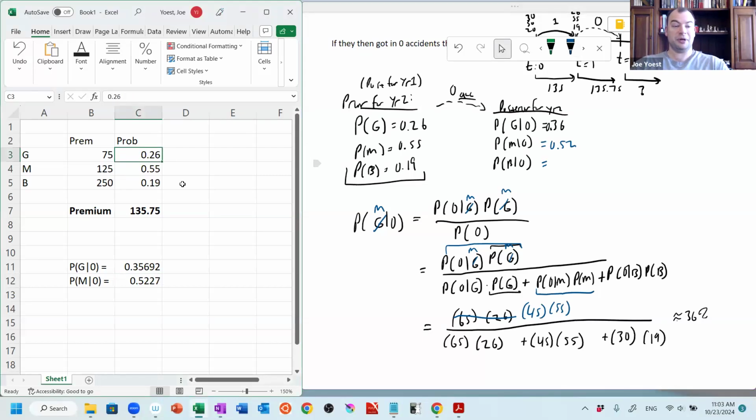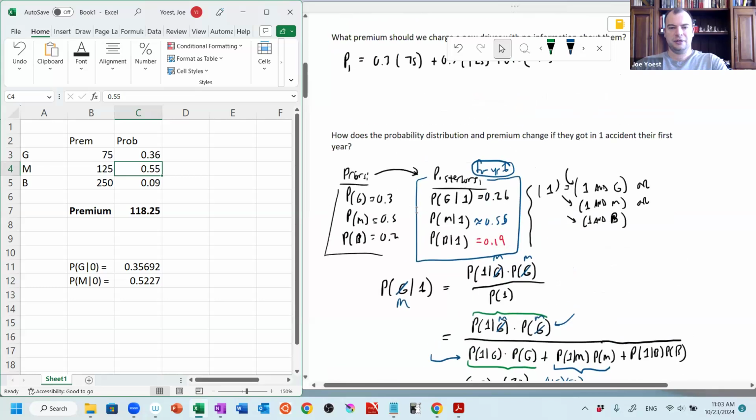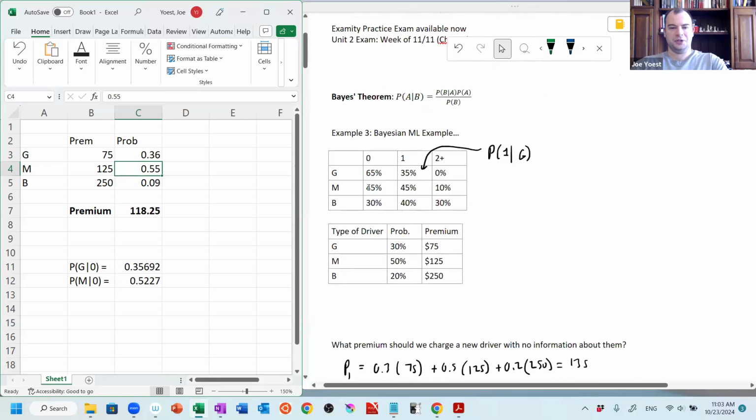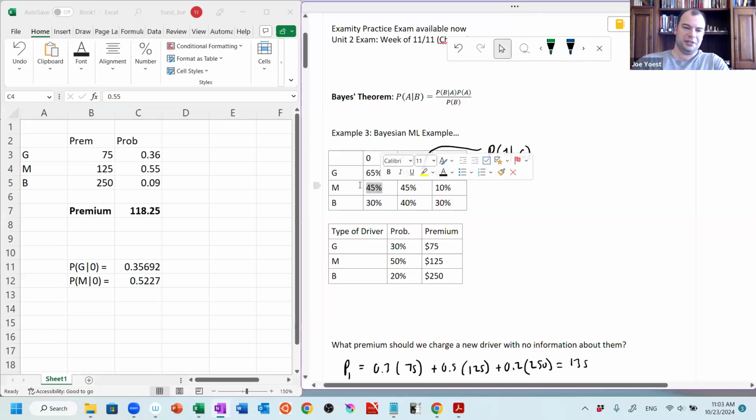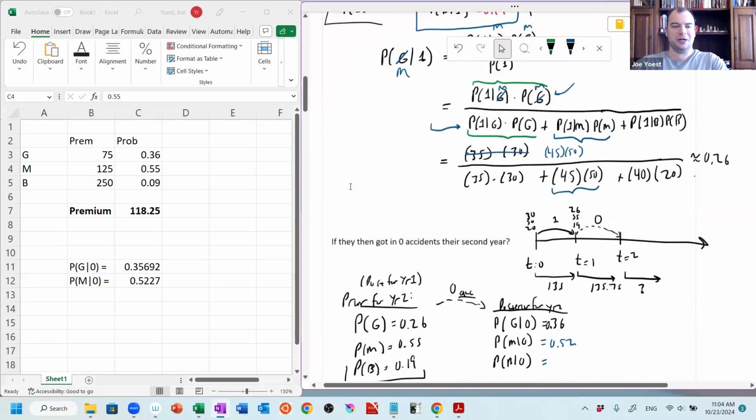And plugging these numbers in, my probability of being a good driver went up substantially to 0.36. My moderate driver probability stayed about the same. It's hovered right around that 50% mark the whole time because I'm behaving a bit like a moderate driver, I guess. I got in 1 accident over 2 years. So I got in 1 accident 1 year and 0 accidents the next year. That actually feels a little bit more like a moderate driver.